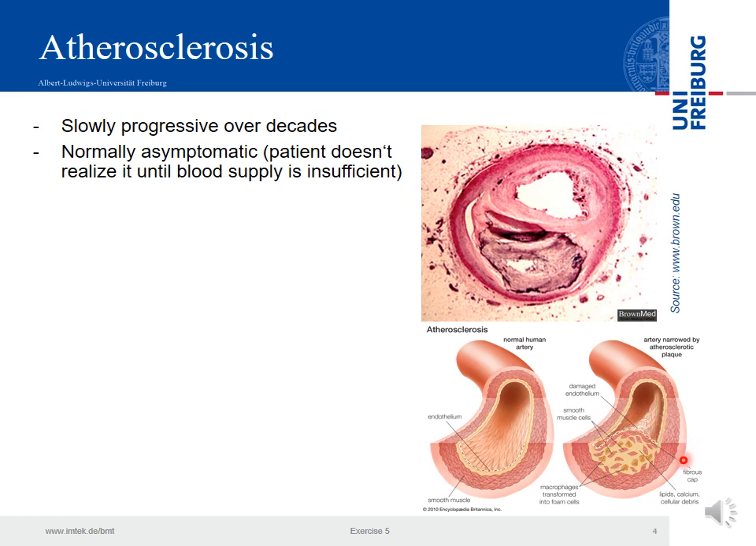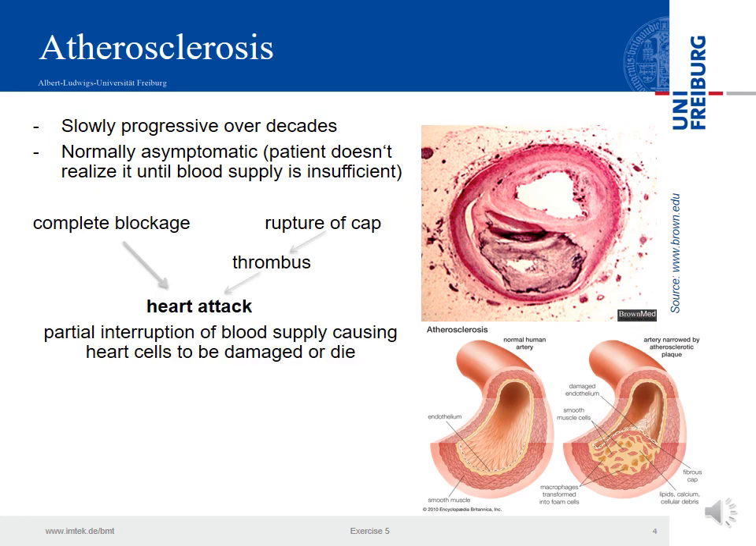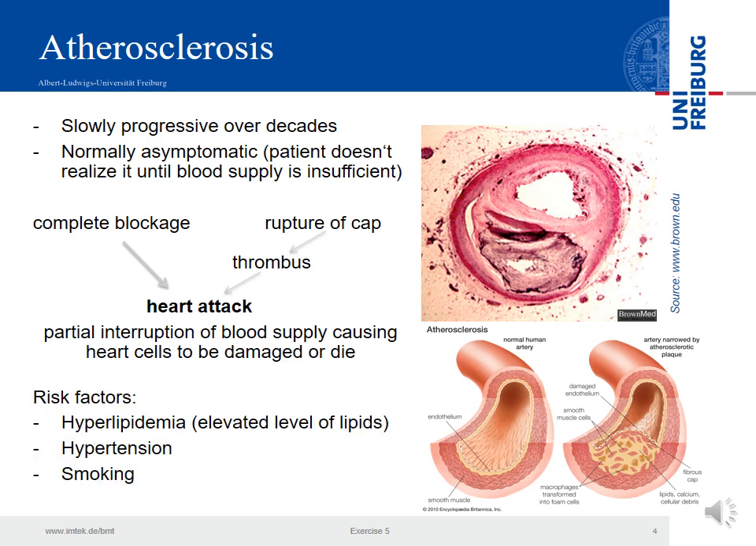We have a fibrous cap. There are macrophages, there are liquid lipids, calcium, cellular debris. The cross-sectional area gets smaller and smaller. And if we have either the rupture of a cap that frees a thrombus, or we have a complete block, then it comes to a heart attack, where the blood flow to the heart is interrupted and the heart cells die due to lack of oxygen. And as already said, hypertension, smoking, and hyperlipidemia, meaning elevated levels of lipids, are root causes of that disease.